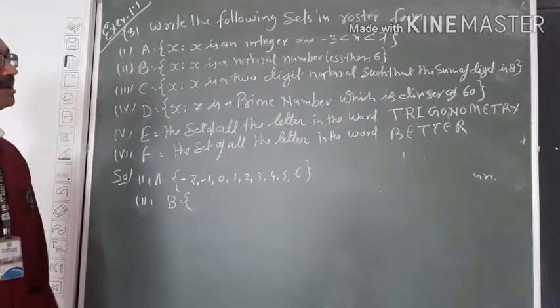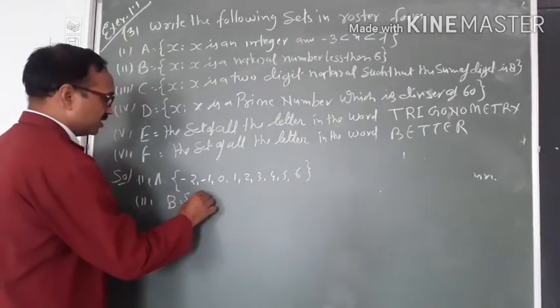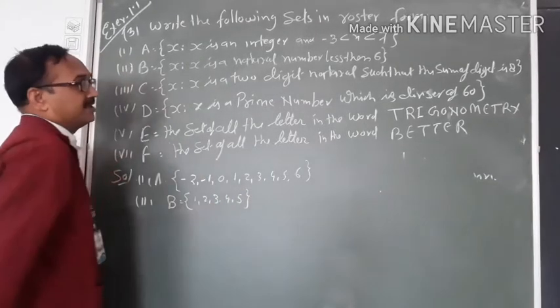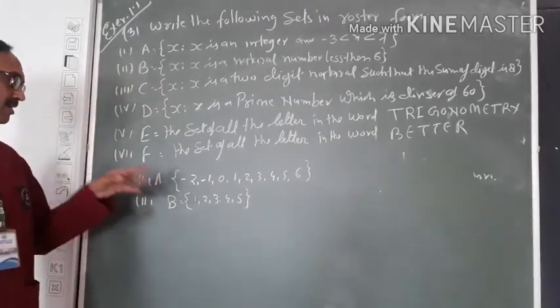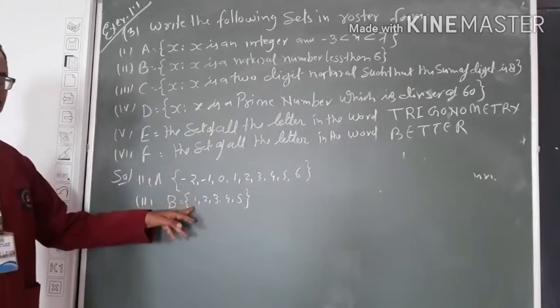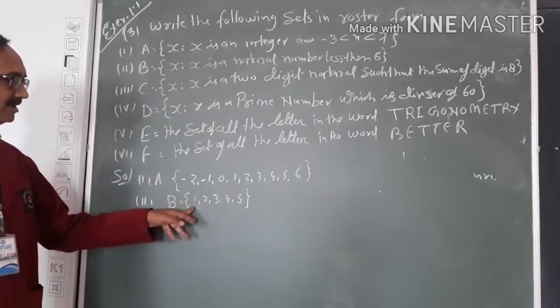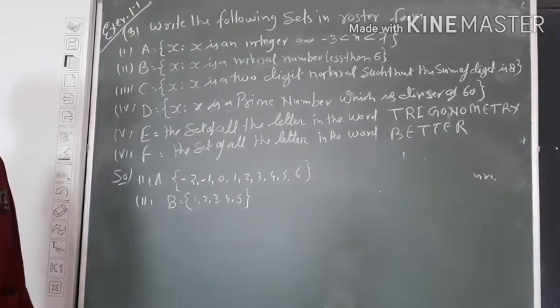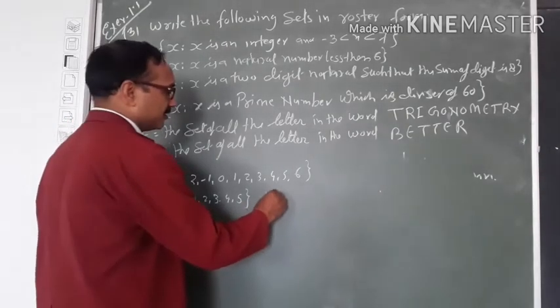X is a natural number less than 6. So 1, 2, 3, 4 and 5. These are the natural numbers less than 6. Natural numbers start from 1, 2, 3, 4 and 5 because it is less than 6. Okay? Now come to the third part.